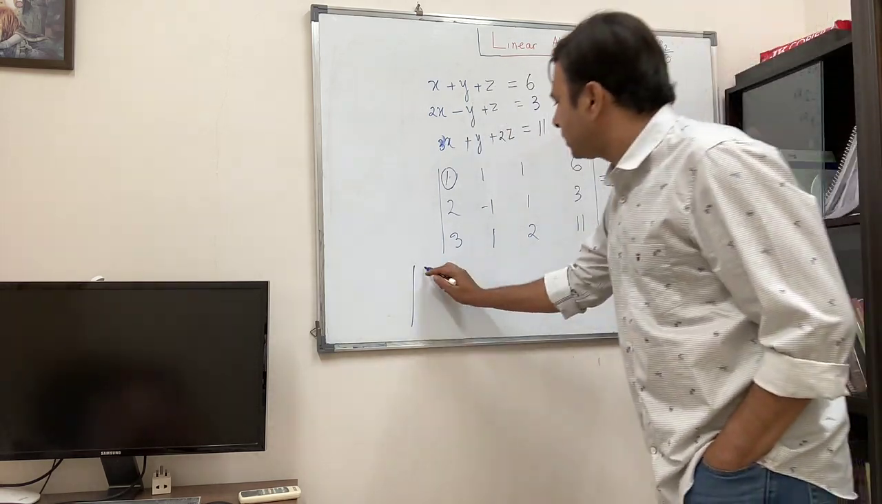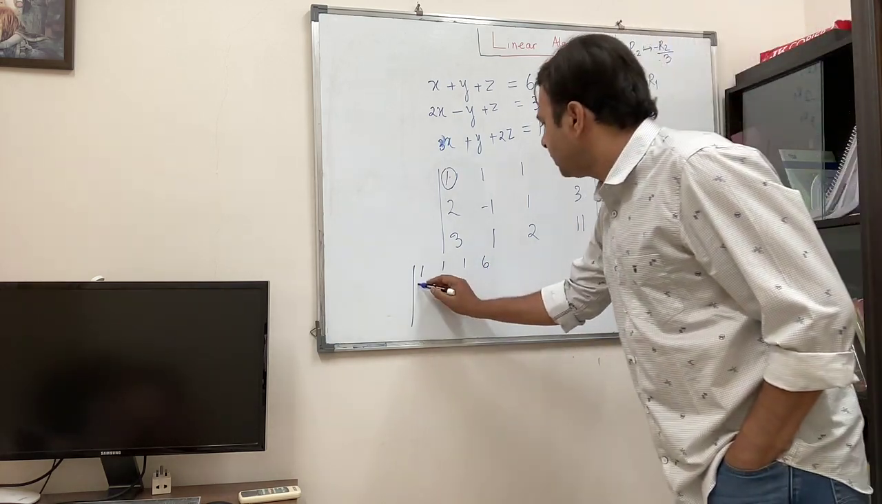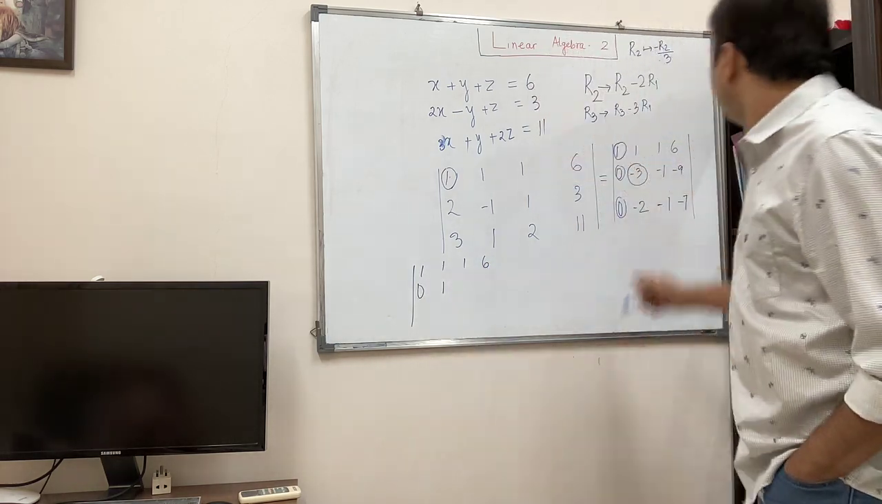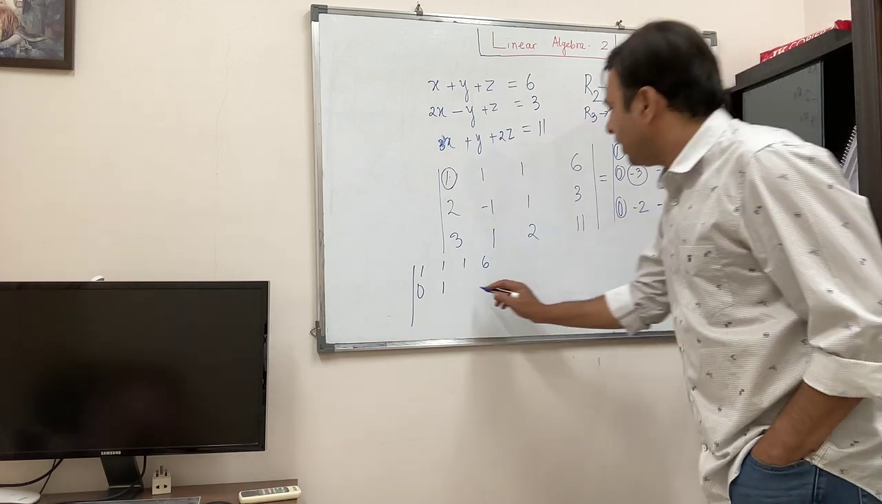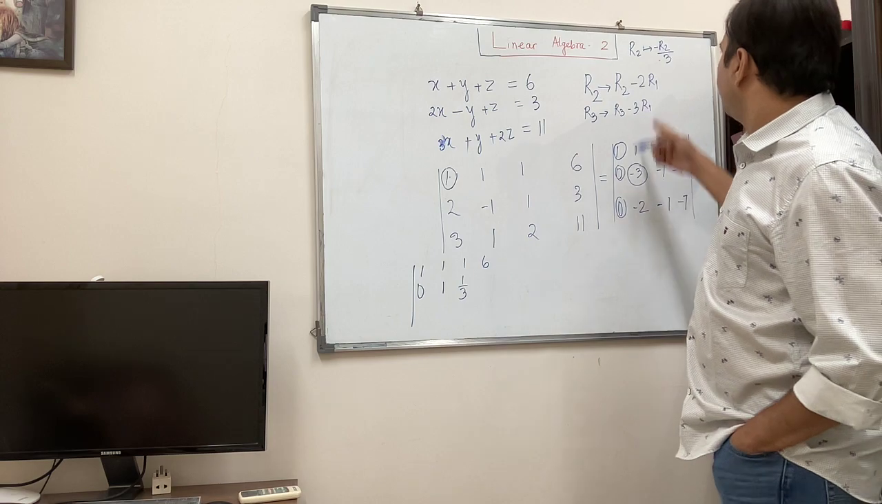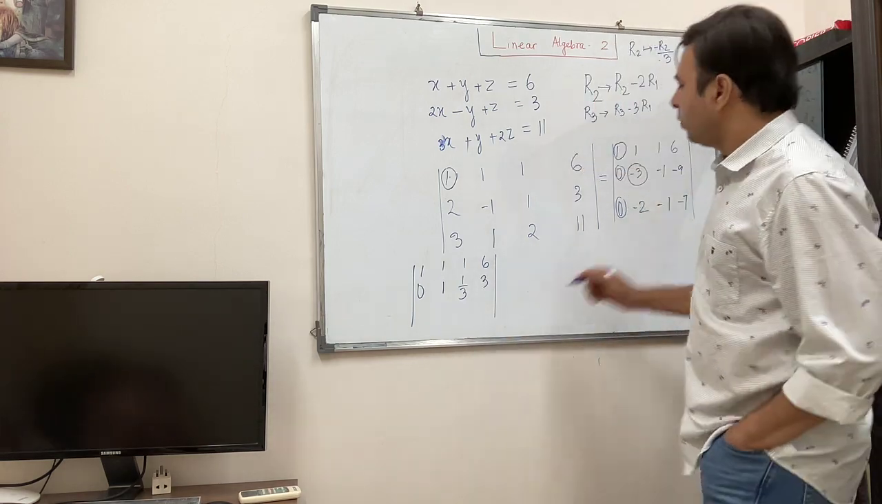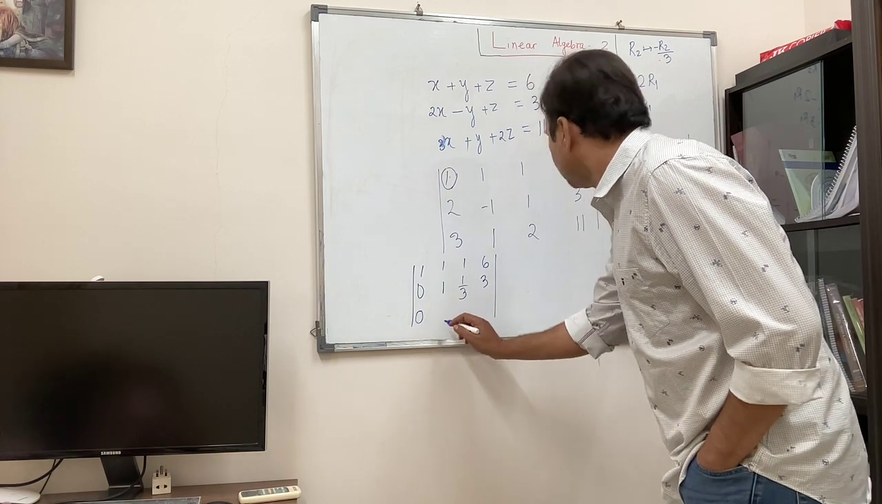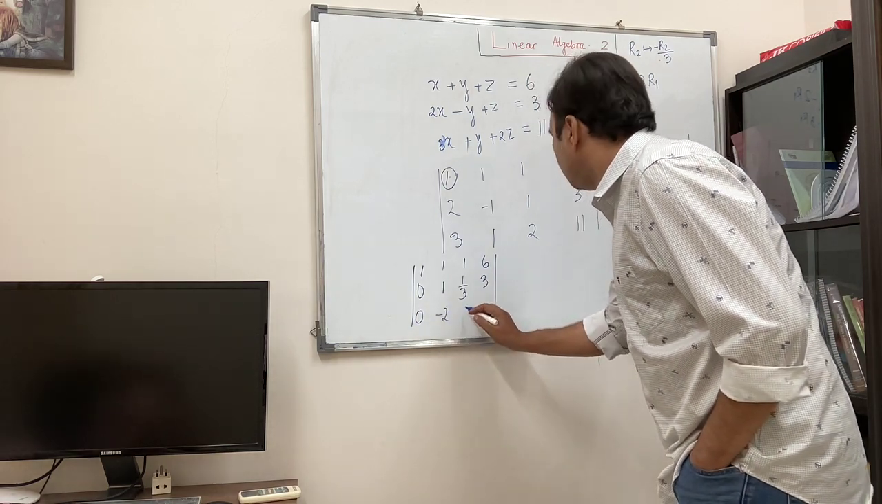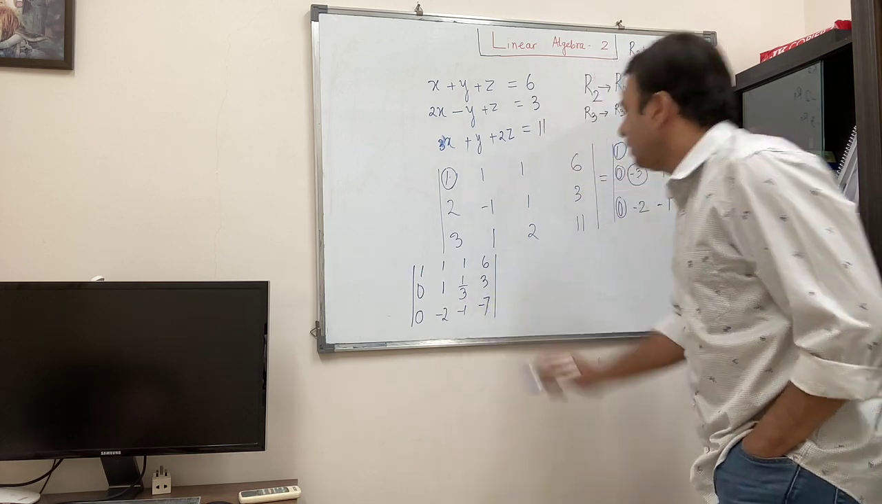So the first row stays the same, 1 1 1 6. The second row 0 remains as 0, this becomes 1. Minus 1 divided by minus 3 is 1 by 3. Minus 9 divided by minus 3 is 3. So the third one stays the same, 0, minus 2, minus 1, minus 7, right?